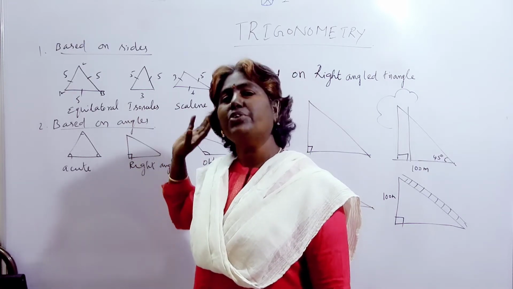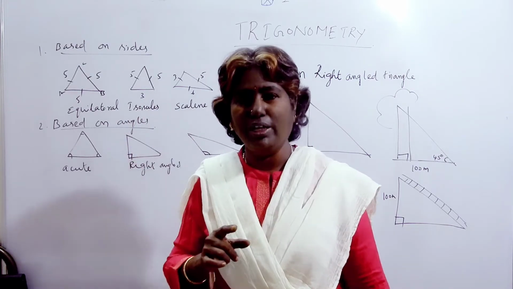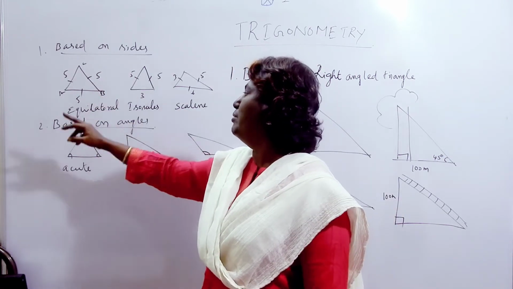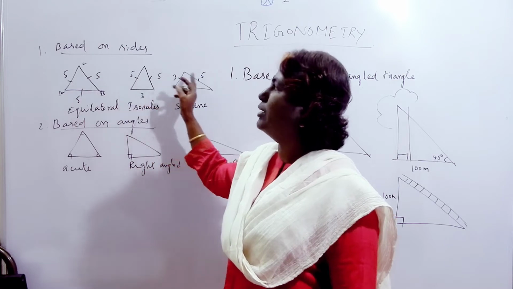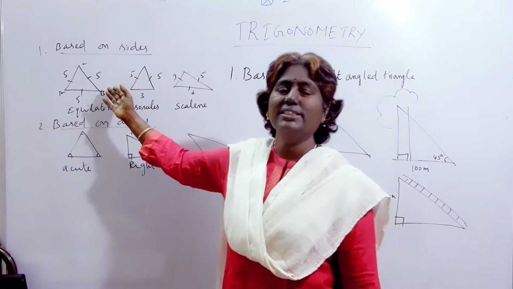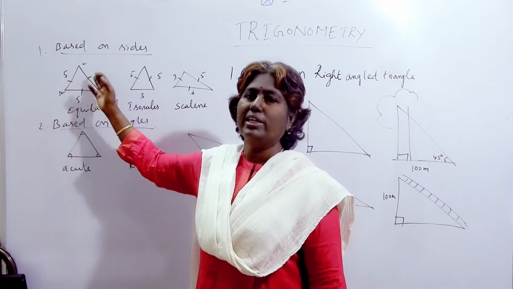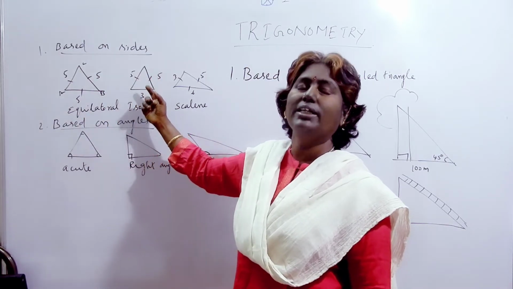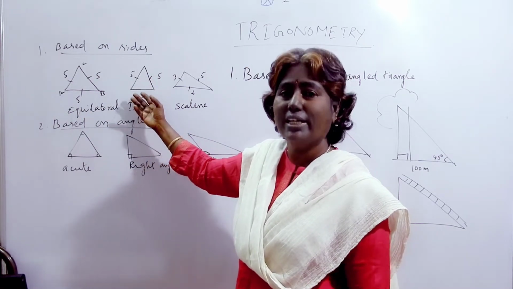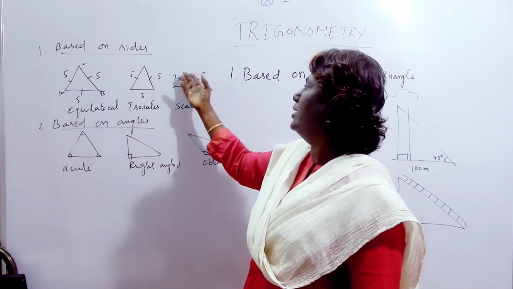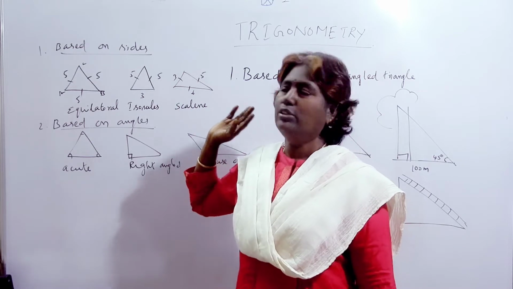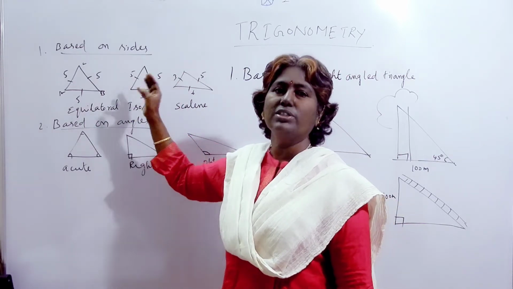Before entering into trigonometry, let me tell you that based on angles there are three types of triangles, and based on sides there are three types of triangles. Based on sides, as we all know, if all three sides are equal, then it is an equilateral triangle. If two sides are equal and the third one is different, then it is an isosceles triangle. And if all three sides are different, then it is a scalene triangle. So these are the types of triangles based on sides.